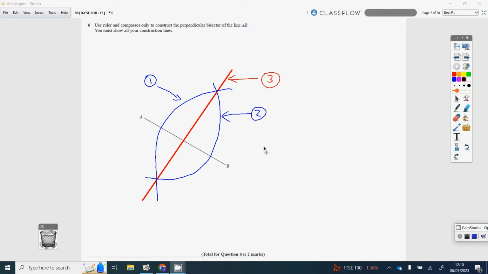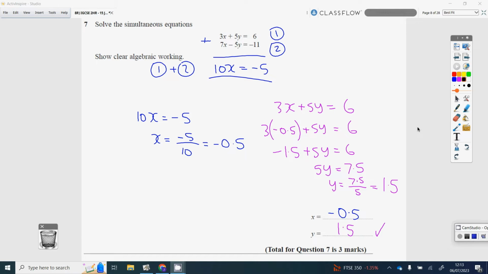Now your final answer is then the straight line going through where these two arcs cross here and here, which I've labelled 3. So the red line is my final answer, but you must leave your construction arcs in to demonstrate your workings.